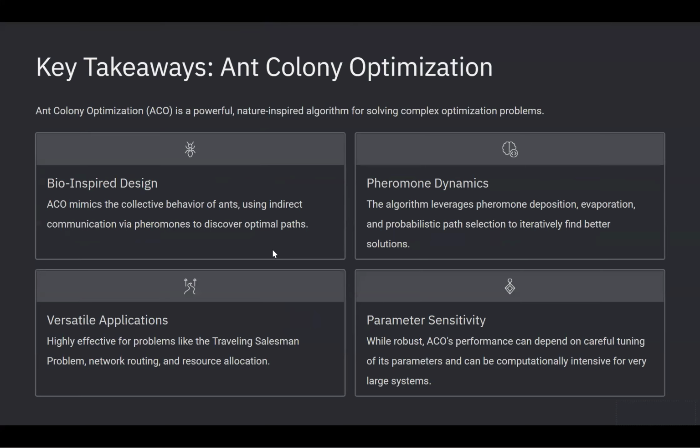Key takeaways to summarize: ACO is a bio-inspired algorithm that mimics how ants communicate through pheromones to find efficient paths. The key ideas behind it are pheromone dynamics, probabilistic decision making, and iterative learning. Although parameter tuning and computation can be challenging, ACO remains a powerful method for solving complex optimization problems.